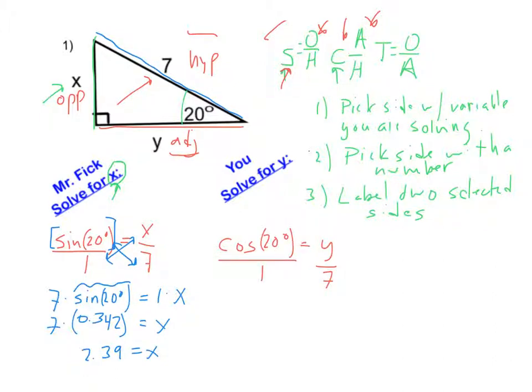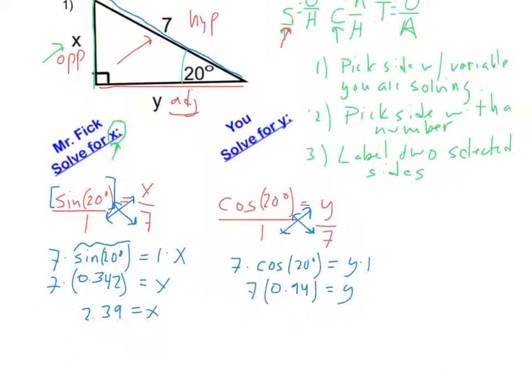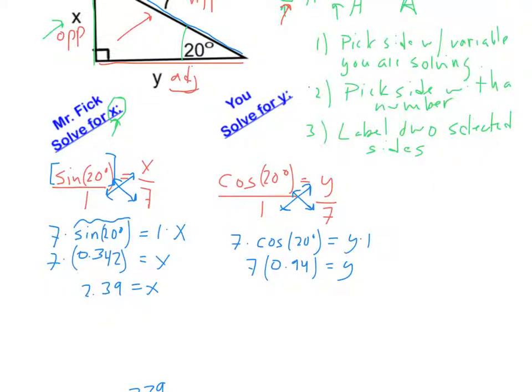Just like before, I can solve this using cross multiplication because it is a proportion. So when I set this up, I'm going to have 7 times the cosine of 20 degrees equals y times 1. I can type in cosine in my calculator, 20, and hit enter, and that's going to tell me what the cosine of 20 degrees is, and it is approximately 0.94. So that's still times 7, and that equals y. If I take 7 times 0.94, it's going to be approximately 6.58. And I'll go ahead and write that answer below.